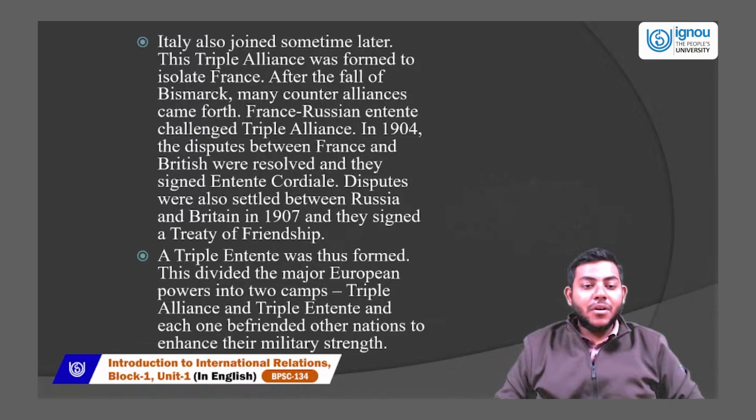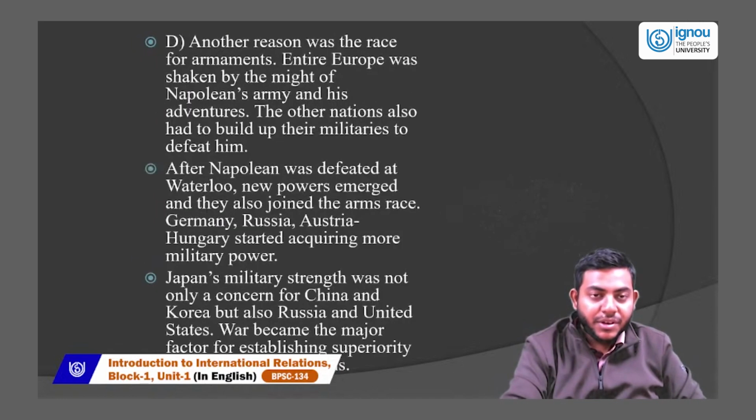In 1904, the disputes between France and Britain were resolved and they signed the Entente Cordiale. Disputes were also settled between Russia and Britain in 1907 and they signed the Treaty of Friendship. A triple entente was thus formed. This divided the major European powers into two camps, the Triple Alliance and the Triple Entente, and each one befriended other nations to enhance their military strength.